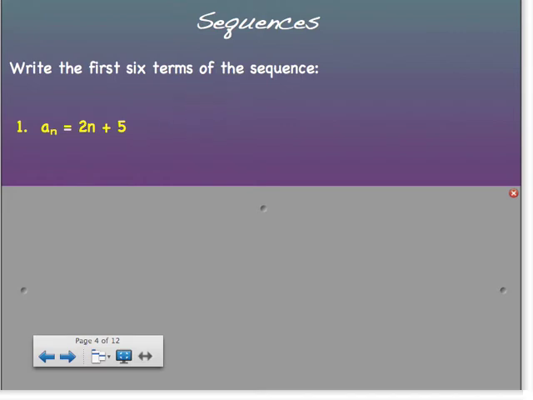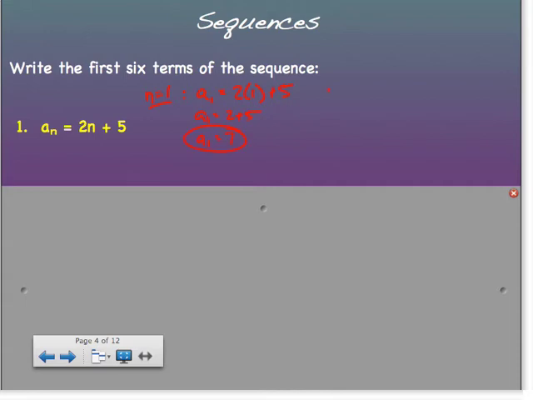So I want the first term. The first term I'm going to signify as a sub 1. When I plug in 1, what term do I get out? Well, what if n is equal to 1? If n is equal to 1, I take that formula, and it's really going to be a sub 1 equals 2 times 1 plus 5. In other words, wherever I see an n, I'm plugging in 1 for that formula. So I get a sub 1 is equal to 2 plus 5, and a sub 1 is equal to 7.